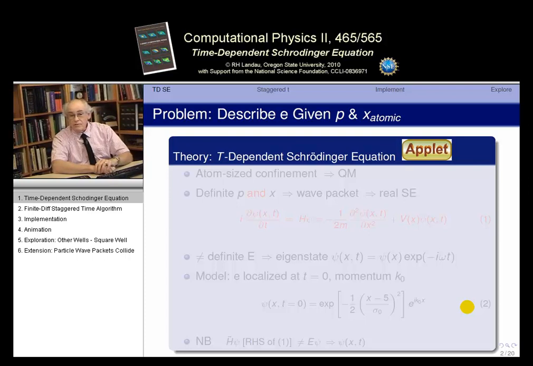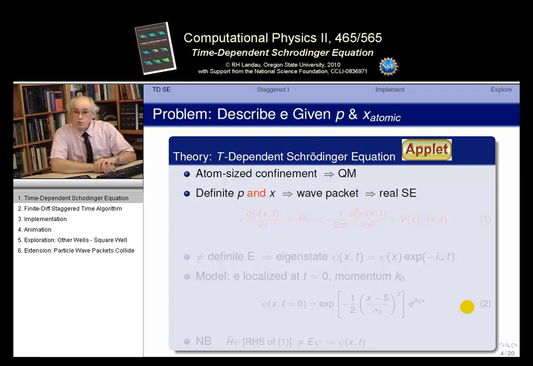The problem assigned to you for this chapter is to say, what if we have a particle, an electron, confined to a region of space, and the region of space is of atomic size? Okay, that tells us immediately, number one, it's an electron, which is a light particle. Number two, if the region of space in which it's confined is of quantum size, which is atomic size, then we need quantum mechanics. Now we're also told that the particle, the electron, has a well-defined momentum and a well-defined position.